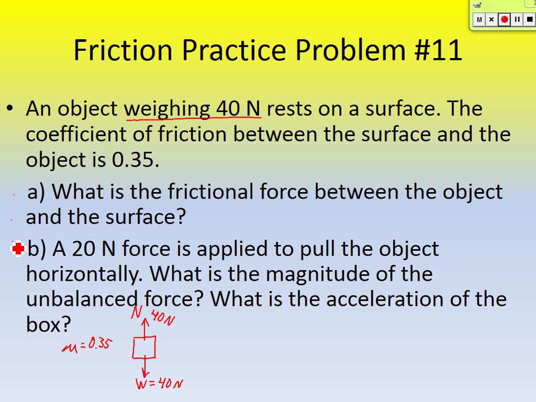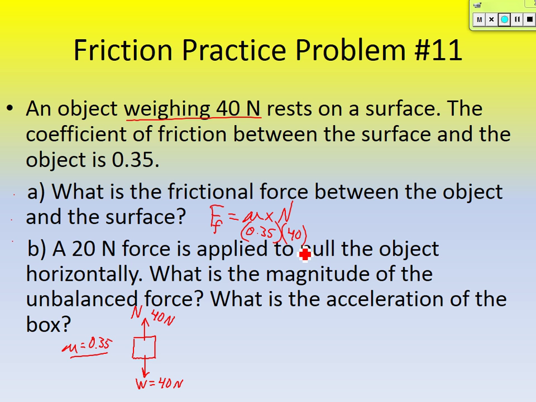A. It says, what is the frictional force between the object and the surface? How do we find force of friction? It's equal to what? Mu times normal force. Okay. So do I have enough information to find the frictional force? Yeah, I've got mu, so 0.35. And we're going to times it by the normal force, which is 40. So 0.35 times 40, what's that?